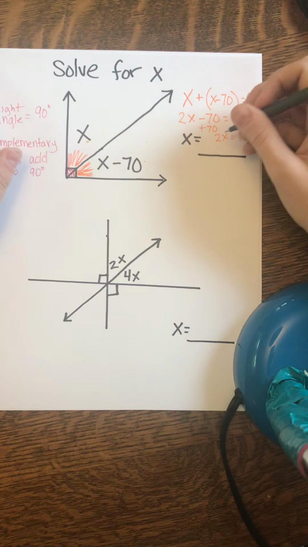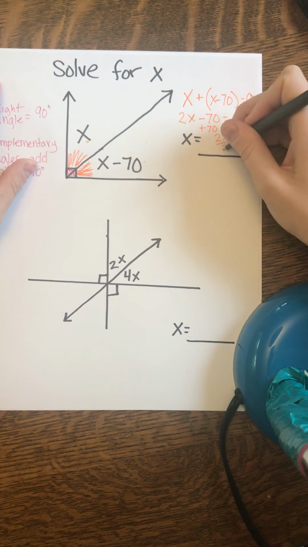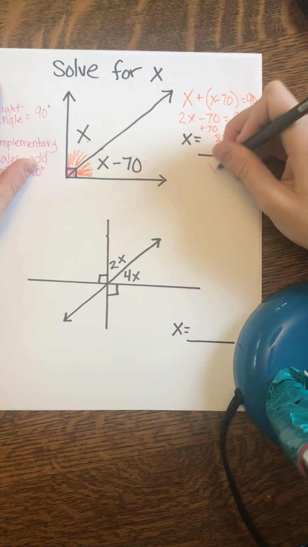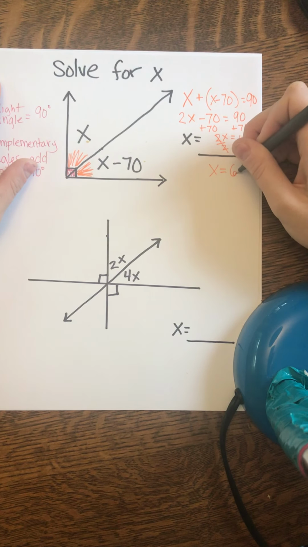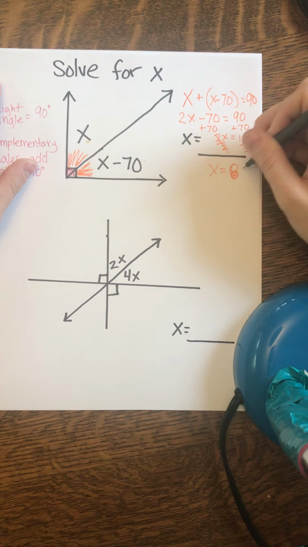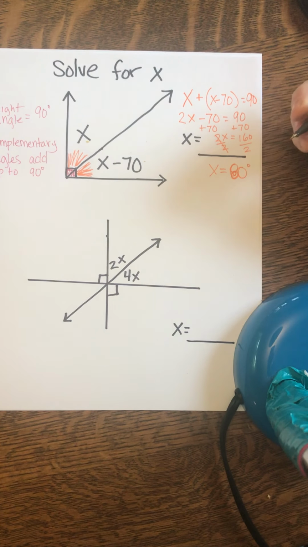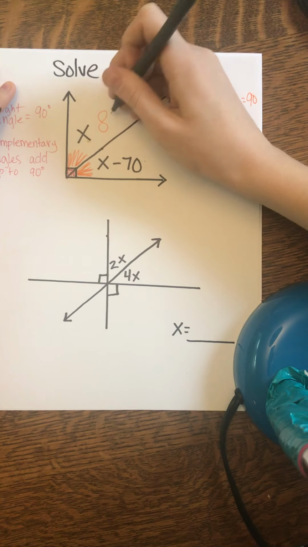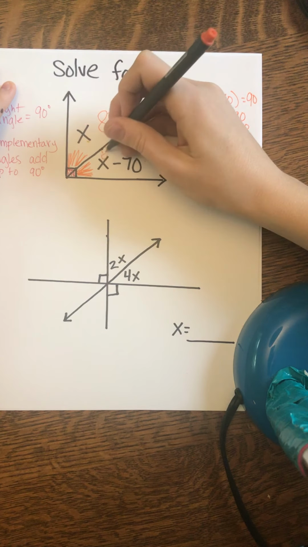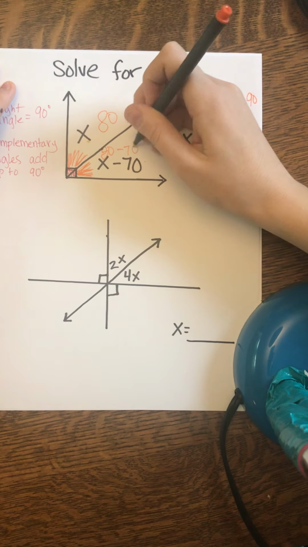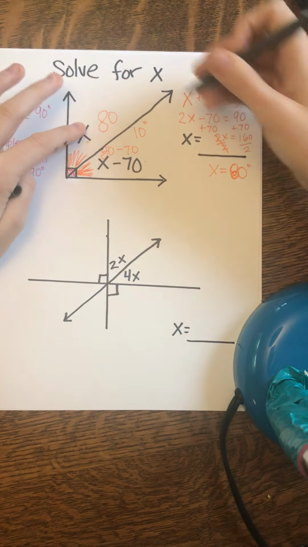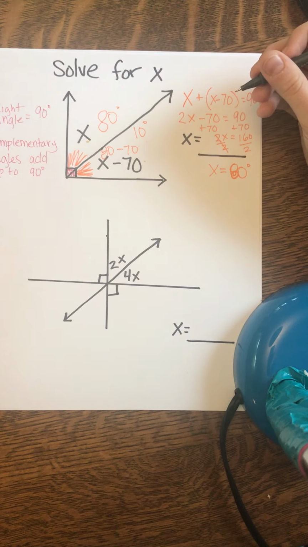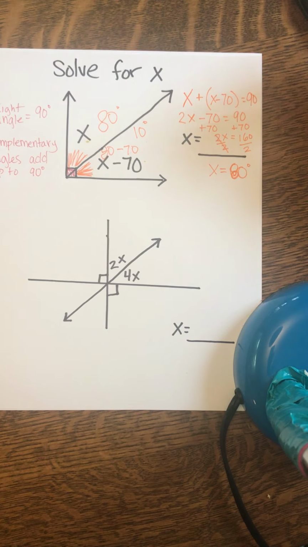My last step, the opposite of multiplying is dividing. Divide both sides by 2, and I get 160 divided by 2, x equals 80 degrees. And I can check. I can make sure that my answer works. So if x equals 80, and then I plug in 80 minus 70, 80 minus 70 is 10. So one angle measure is 80 degrees and one angle measure is 10 degrees. 80 plus 10 is 90 degrees. Perfect. So let's look at the second problem.